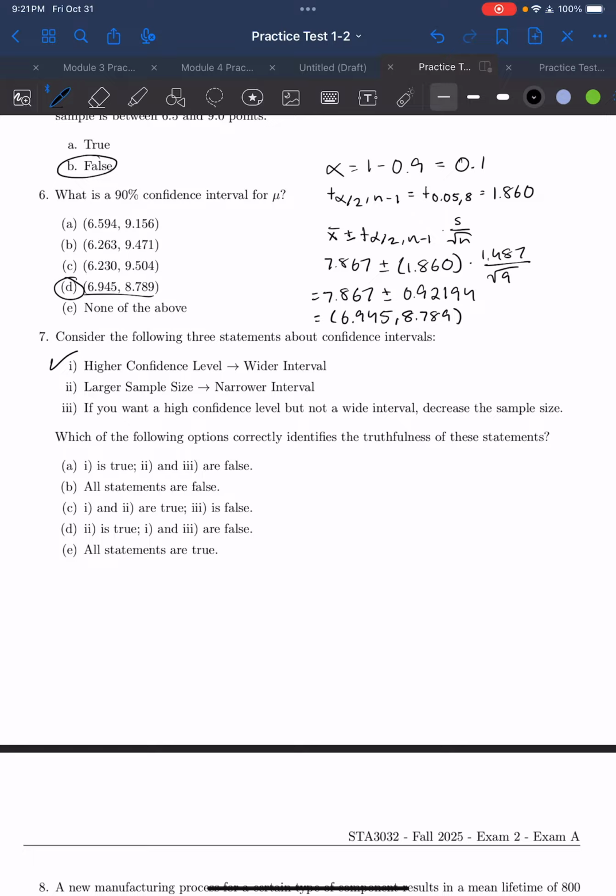And then larger sample size is narrower interval. We can see in our formula back here that we're dividing by our sample size. So that means larger sample size makes our interval narrower. So that's true. And it says if you want a high confidence level but not a wide interval, decrease the sample size. We already established that a larger sample size makes a narrower interval, so decreasing it would make our interval wider. So this is false. And so our answer should be C, which is that 1 and 2 are true, but 3 is false.